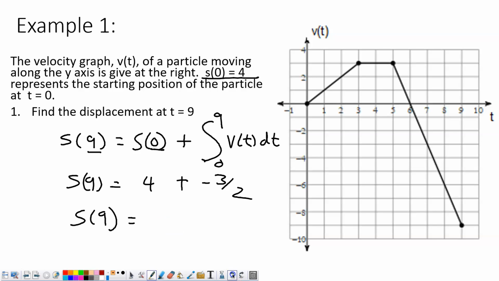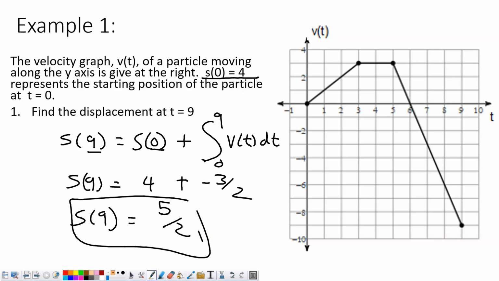I'll rewrite that. Didn't turn out well. Did it again. So in other words, at t equals 9, my position is at 2.5, which is 5/2. Okay? So that's how you can find the position of an object, just using our formula there for integral functions.